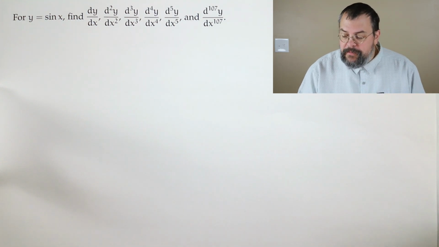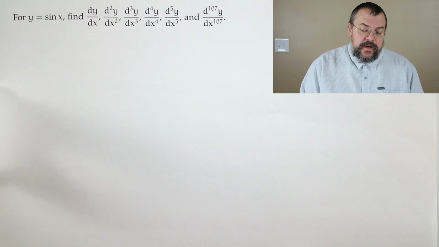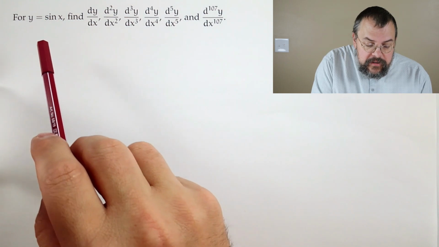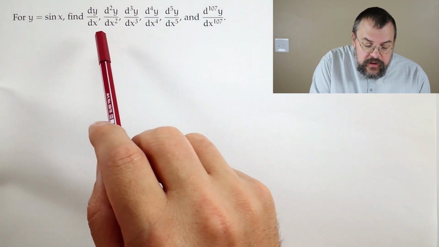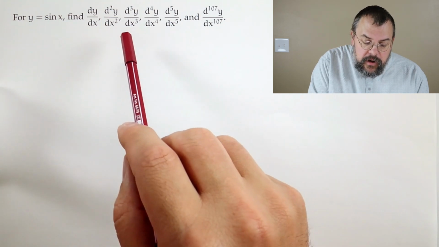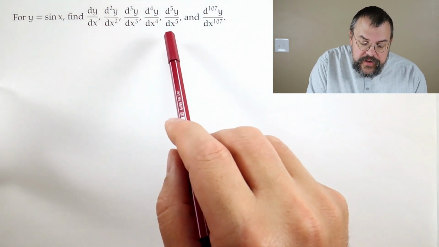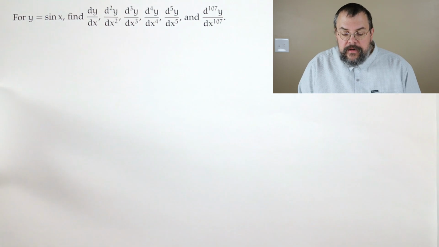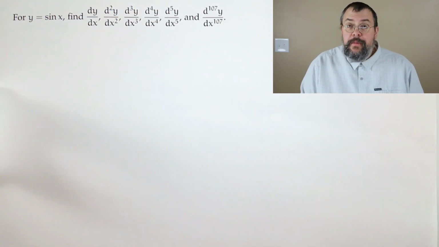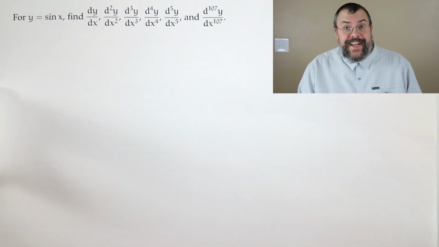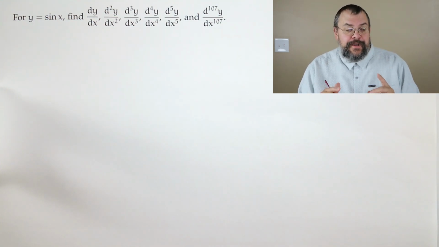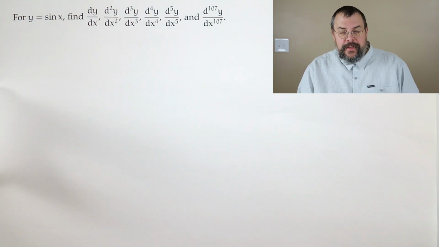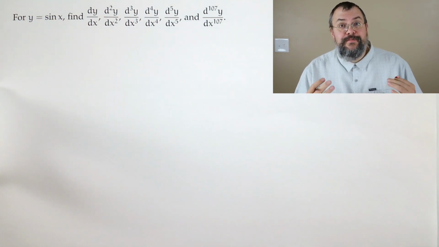So our first problem, suppose our function is sine of x. We want to find dy dx, which means the first derivative, d squared y dx squared, the second derivative, then the third derivative, fourth derivative, fifth derivative, and the 107th derivative. Well, you might be thinking, are we really going to take 107 derivatives? And you probably have guessed the answer is no. We're going to do something a little bit better, which is we're going to figure out what it should be.